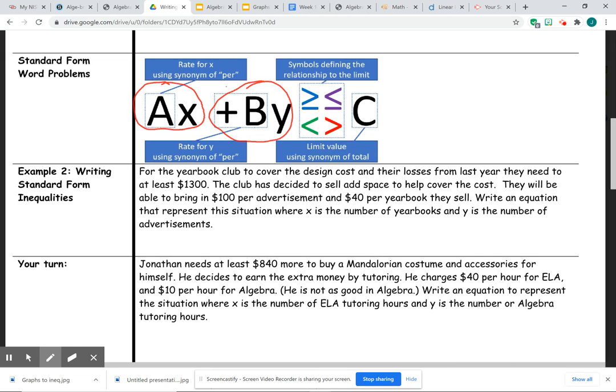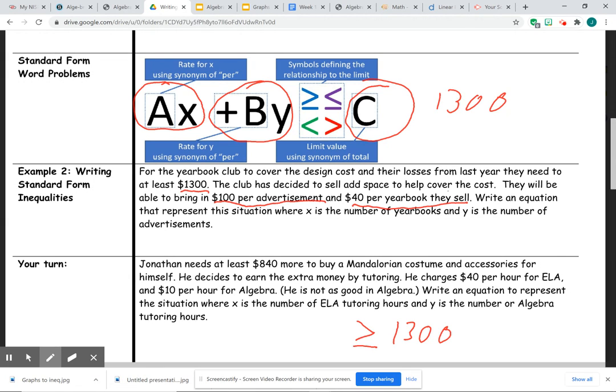We still have our symbols defining the relationship to the limit. And our limit, again, is some kind of total or some kind of goal or something we're kind of working the other two around. So for example, for the yearbook club to cover the design costs for their losses for last year, they need at least $1,300. So there's your C, right? There's your $1,300. And at least means, again, they're going to need more than or equal to $1,300. They will be able to bring in $100 per advertisement and $40 per yearbook they sell.